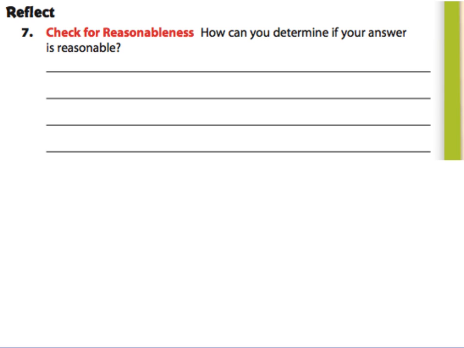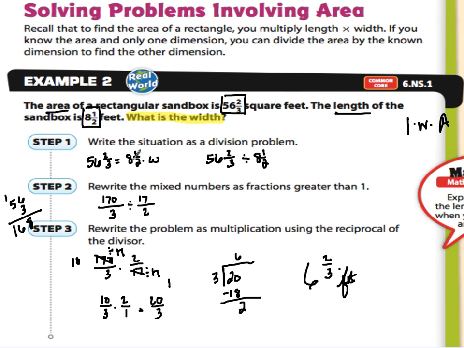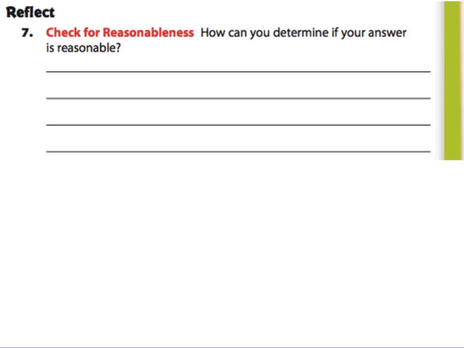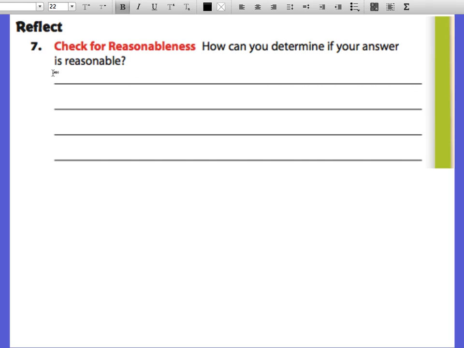Okay. Again, how can you determine if your answer is reasonable? Well, one of the things you can do is use multiplication to go back and double check and say, okay, does 8 1/2 times 6 2/3 give me 56 2/3? That's how I can check my answer. Or I can use compatible numbers, a form of estimation. Using forms of estimation, I can determine if my answer is reasonable or way off.